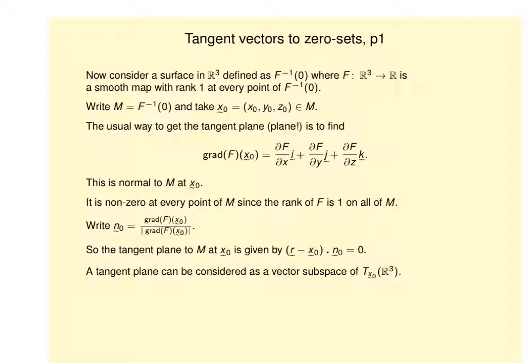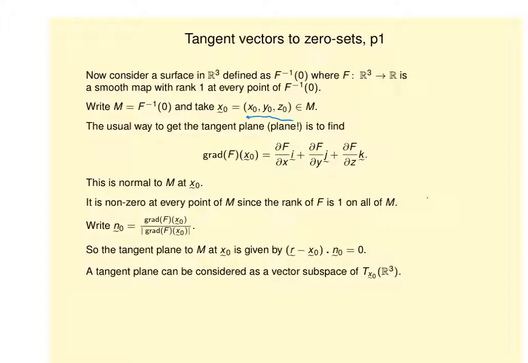These are concrete examples, and they're good illustrations of the general process. So start off with a surface in R3 simply defined as f inverse 0, where f from R3 to R is a smooth map and has rank 1 at every point of the zero set. So that zero set will be the manifold M, and take a point in it, x0, y0, z0.